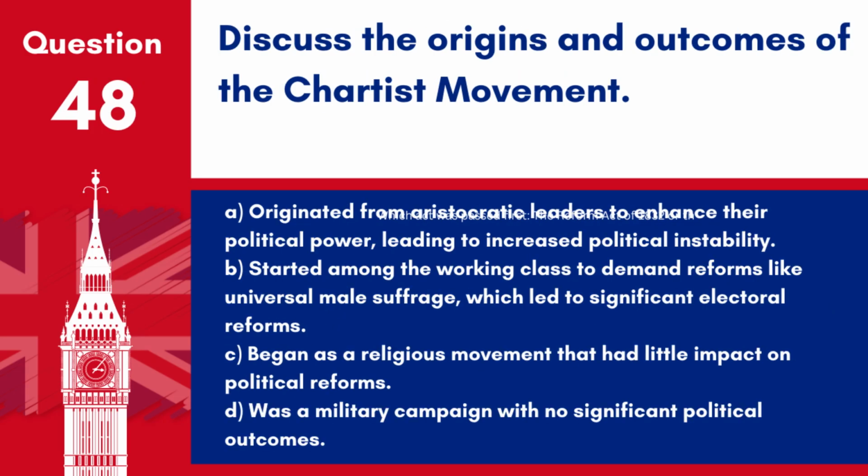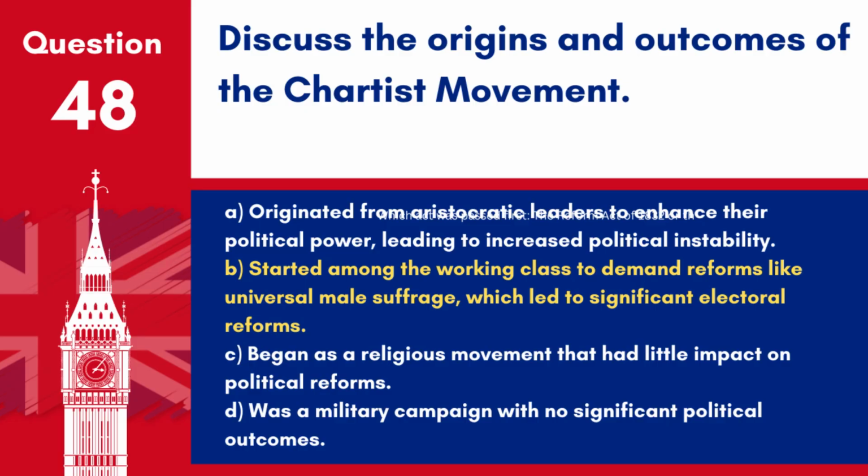Question 48. Discuss the origins and outcomes of the Chartist movement. A. Originated from aristocratic leaders to enhance their political power, leading to increased political instability. B. Started among the working class to demand reforms like universal male suffrage, which led to significant electoral reforms. C. Began as a religious movement that had little impact on political reforms. D. Was a military campaign with no significant political outcomes.